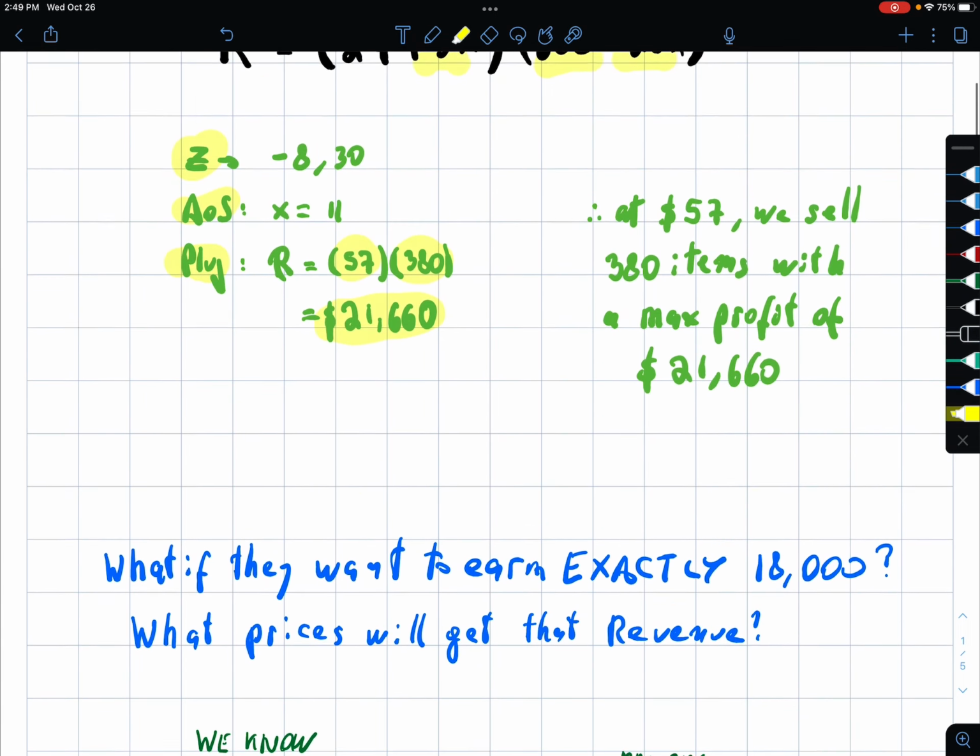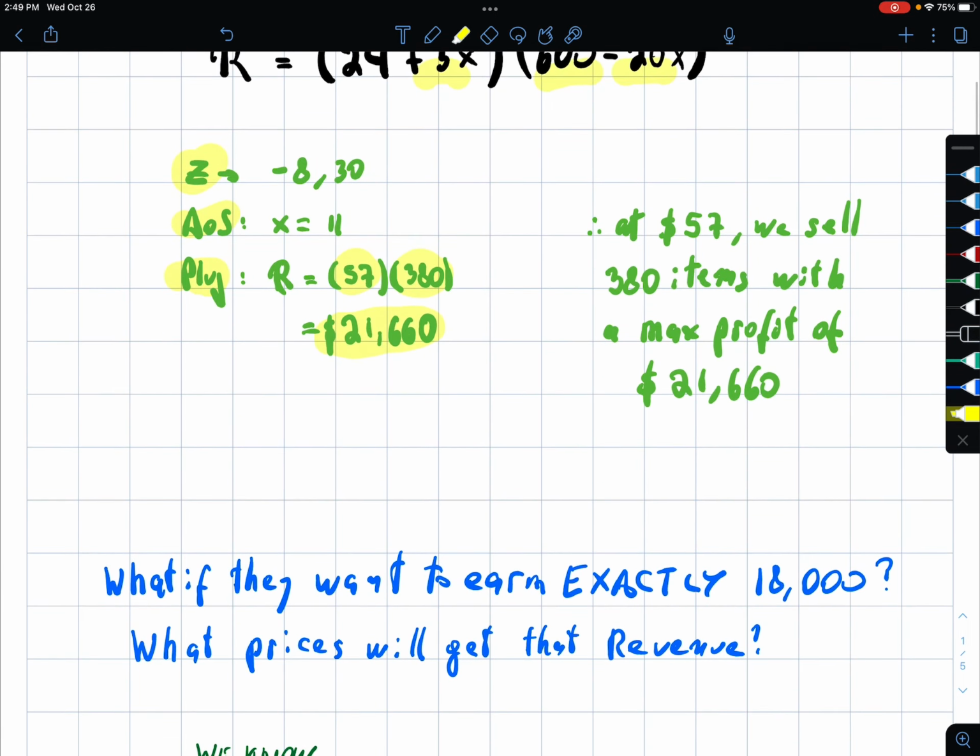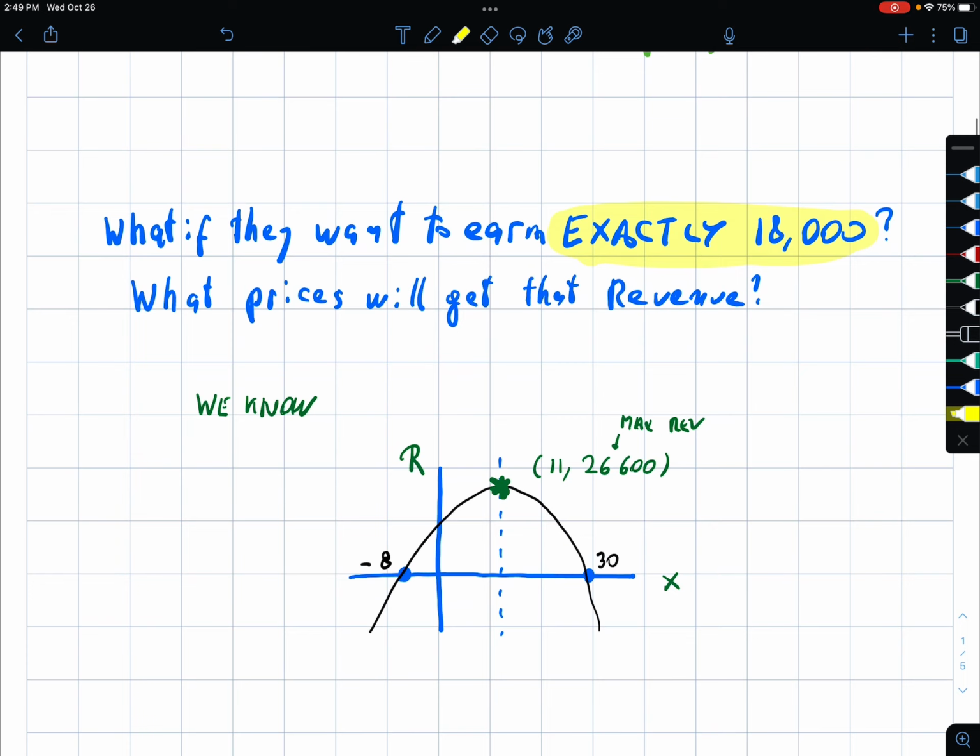But what if they want to earn exactly $18,000? Now, I don't know why they would want to do that, but if they just need exactly that amount of money, is there only one opportunity or two? Well, let's look at the little graph. There's only one chance of making the maximum, which is right over there. But if I want to make $18,000, there are going to be two choices, one there and one there. Choices for x. Does that make sense?